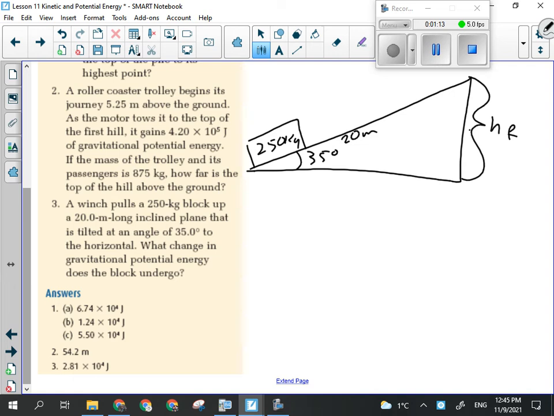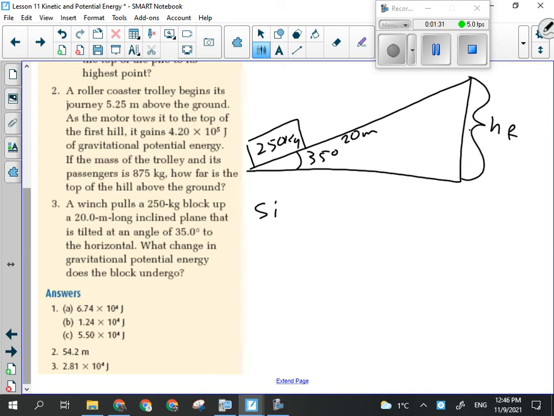Right? If we're going to find out the final potential energy, we've got to find the final height. Can we do that? Yeah, it's the same trick that you used on the quiz today. Okay, they gave you the hypotenuse as well as the angle, so you can calculate that opposite side.